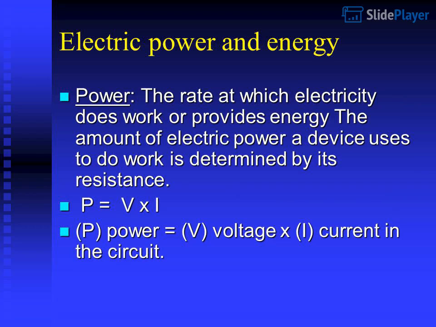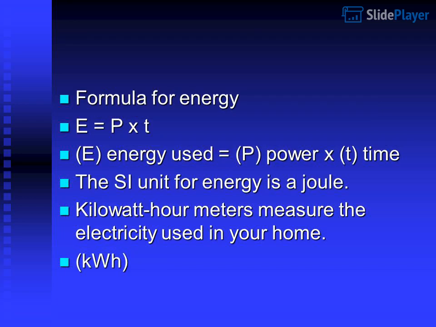Electric power and energy. Power, the rate at which electricity does work or provides energy. The amount of electric power a device uses to do work is determined by its resistance. P equals V times I: power equals voltage times current in the circuit. Formula for energy: E equals P times t. E, energy used, equals P, power, times t, time. The SI unit for energy is a joule. Kilowatt-hour meters measure the electricity used in your home.